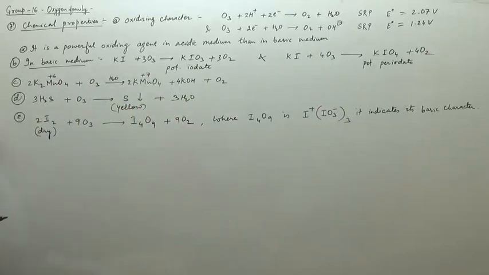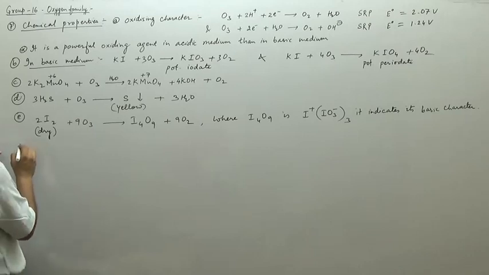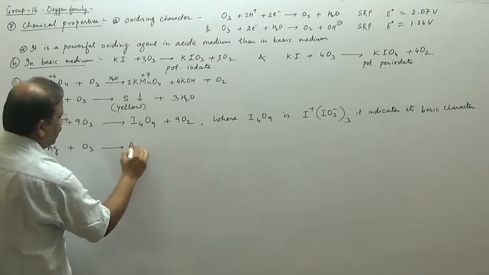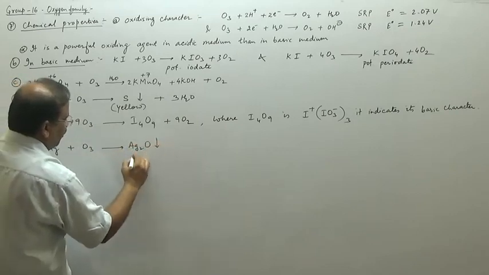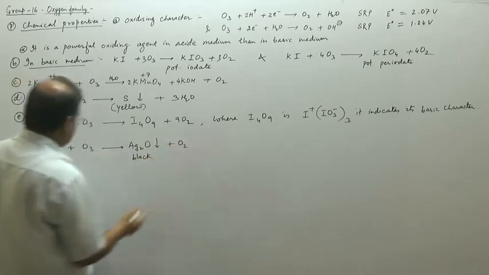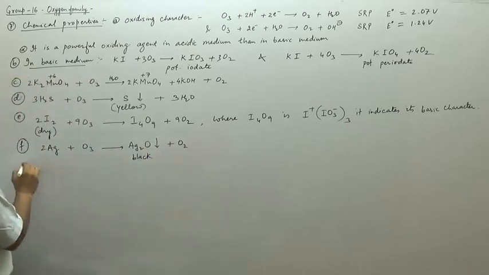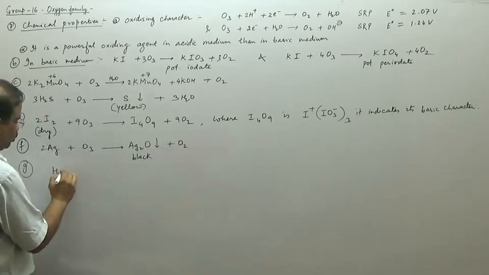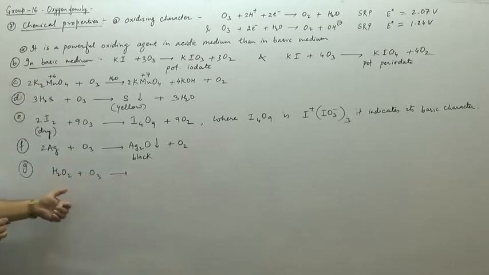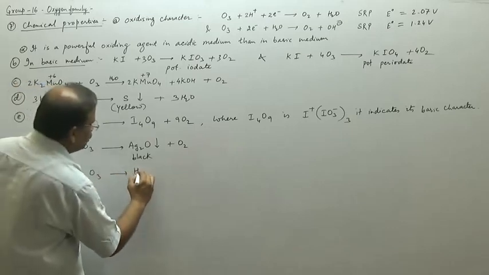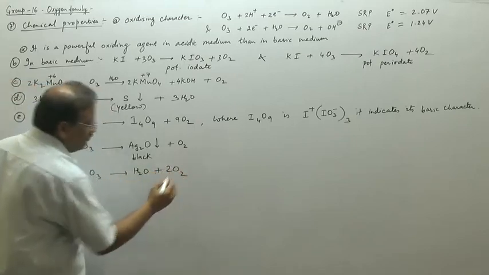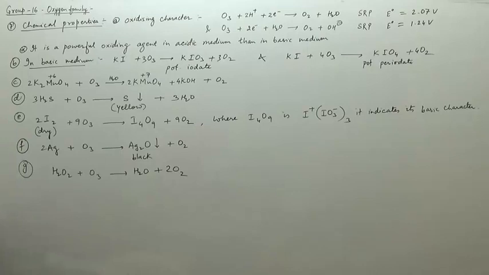Even silver reacts with ozone. We can write that silver reacts with ozone to get converted into Ag2O, a black PPT, and we get O2. Then we can write that even H2O2 reacts with ozone. It is an oxidizing agent. Then H2O2 will convert into H2O plus O2, and we get like this. That is the reaction we have.